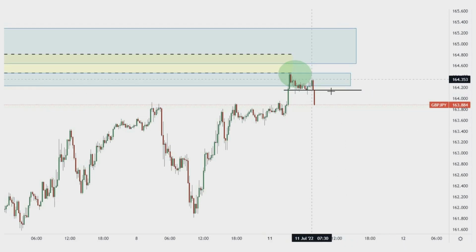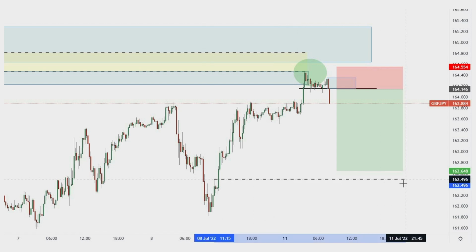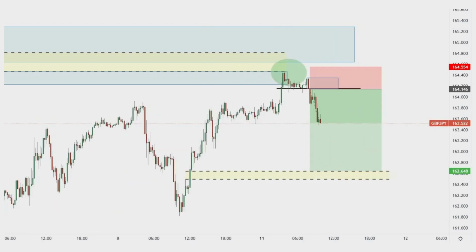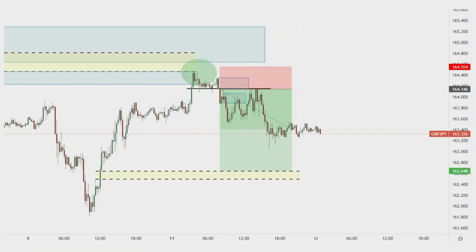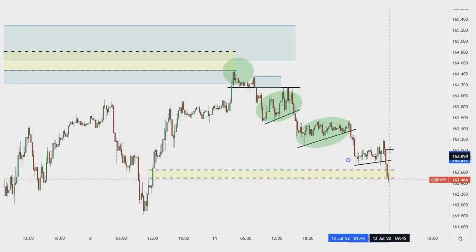This is why I waited for a rejection and put a sell limit order at the fresh supply zone. We used an imbalance zone below as a target. As we can see, price pulled back and triggered the sell entry and then dropped smoothly towards the target in a corrective way.